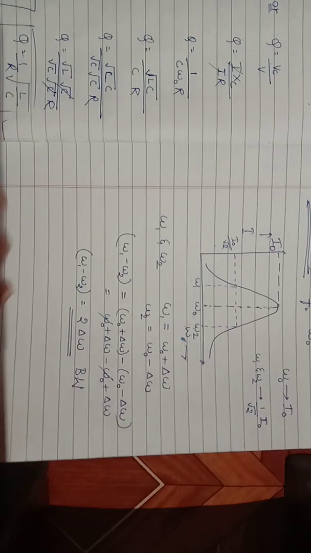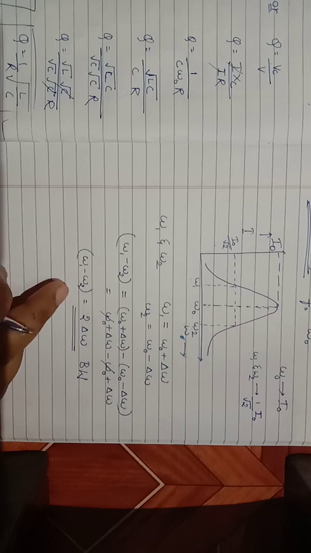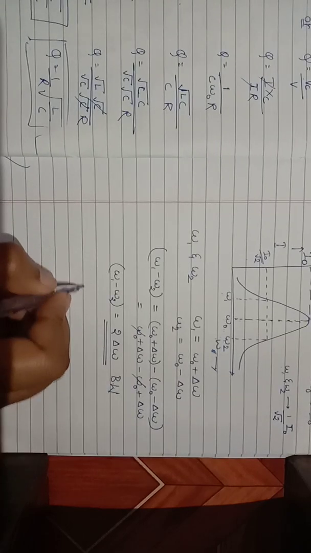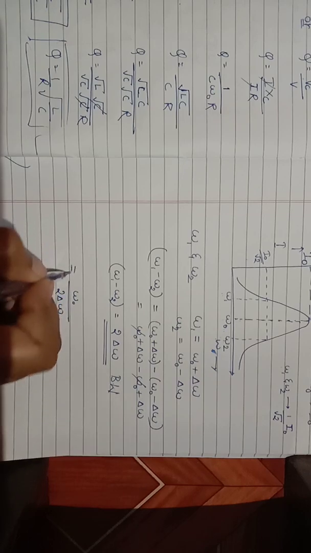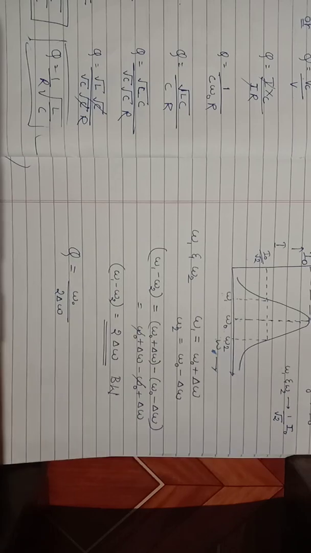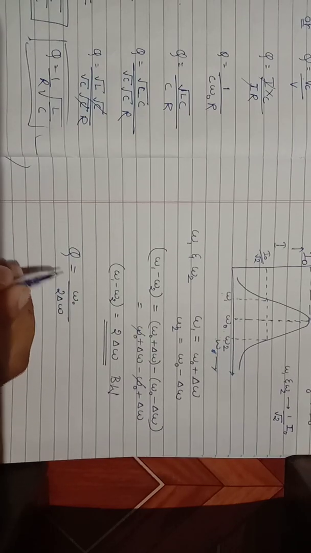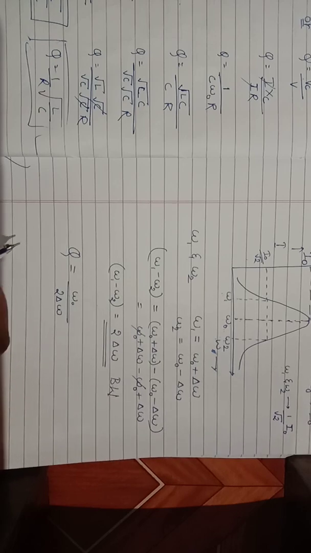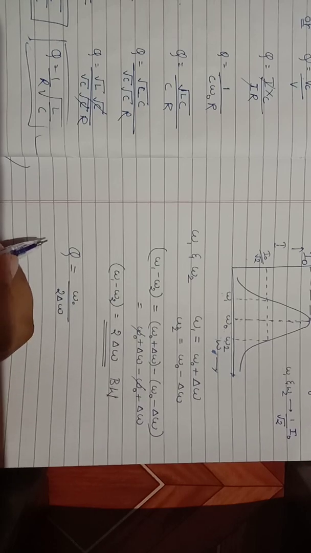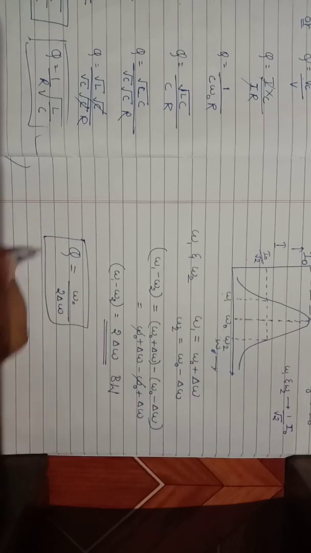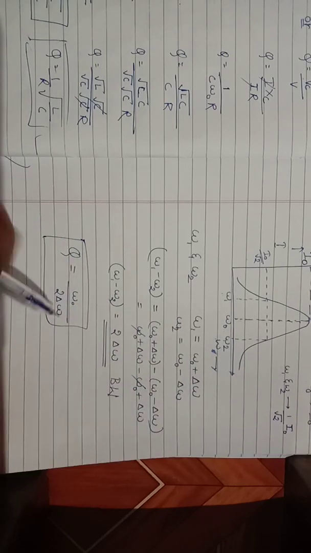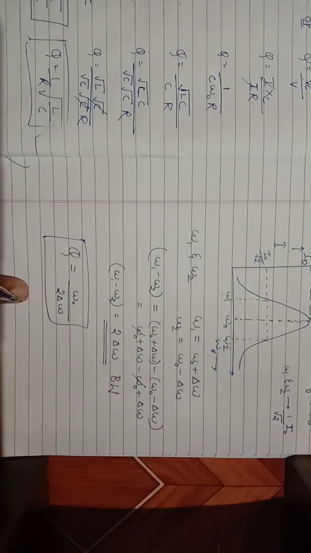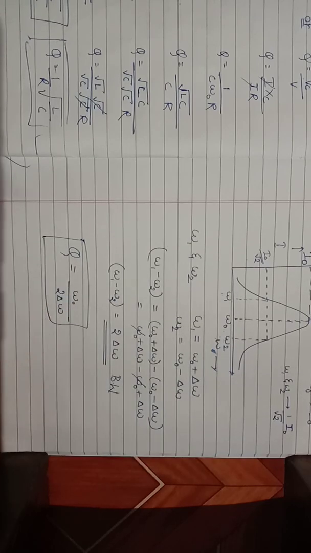Understood? The difference in the frequencies, omega 1 minus omega 2, is called the bandwidth of the circuit, and the ratio of omega naught to 2 del omega is also called the quality factor. This is the expression for quality factor in terms of bandwidth: the ratio of omega naught to 2 del omega. This is the quality factor with respect to the bandwidth.